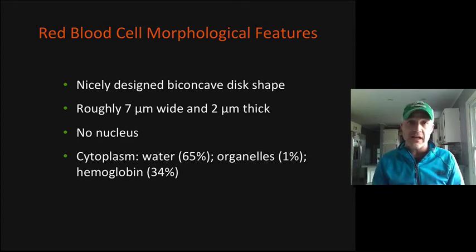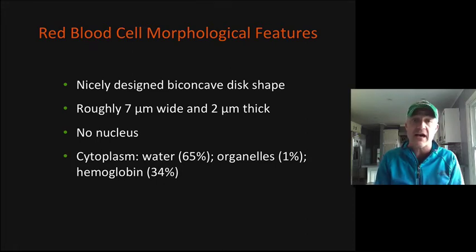The other thing is that we need oxygen and carbon dioxide to be able to diffuse into these cells and travel, and a biconcave disc is one of the ways we can increase our surface area for the amount of volume in there. So this biconcave disc is giving us a lot of surface area for not as much cellular volume. Again, it's mainly water, with very little in the way of organelles, and we have a lot of this protein called hemoglobin, which is the oxygen carrying protein within the cells that makes up the main part of that.